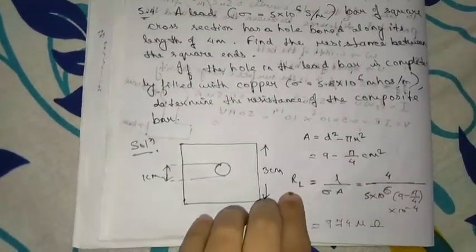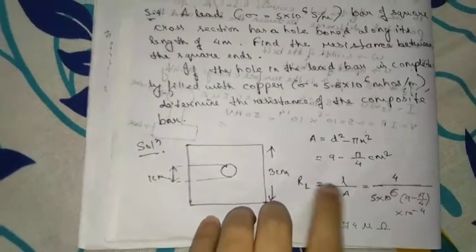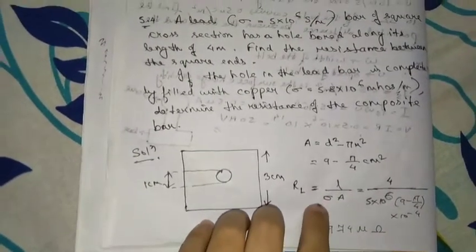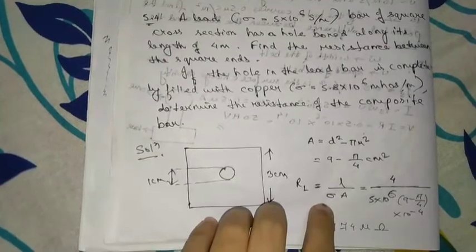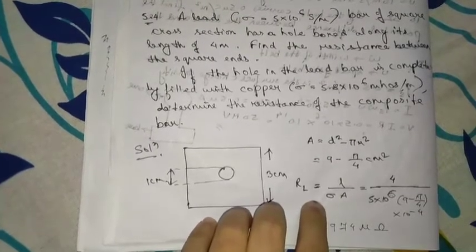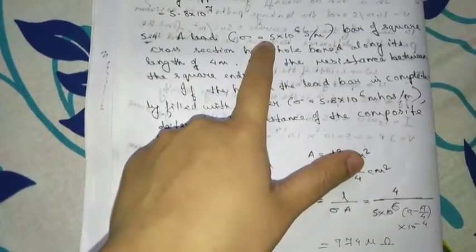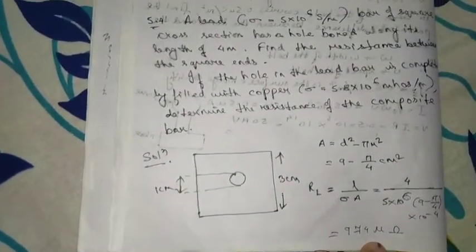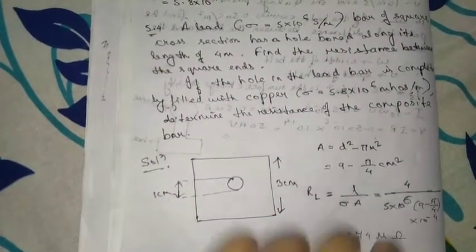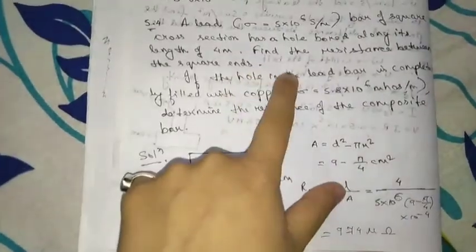So by calculating the resistance of the lead, RL is the resistance of the lead. Conductivity we know, but since we have to find the resistance between the square ends, we will take the conductivity of lead, that is 5.6 times 10 to the power 6. So we will get the value 974 micro ohm. Okay, so we got the first answer.